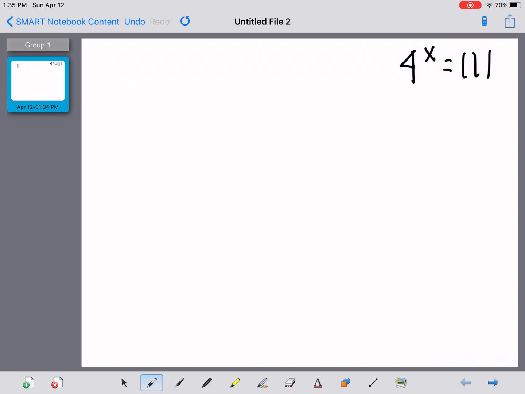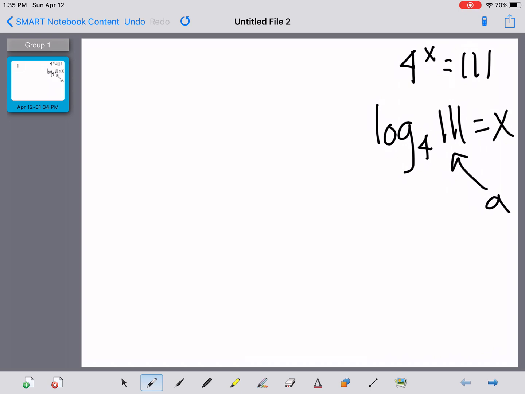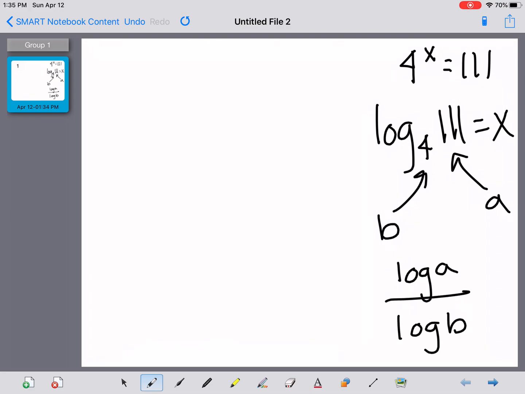Remember, we can't just punch this in, because if we rewrite this as a log base 4, 111 equals x. Remember, it's just the inverse. This is our A value, 111. Here's our B. And if you can't remember offhand, the change of base formula we would have to use is log A over log B. I had the previous video to explain why that works for us. But let's get into that.